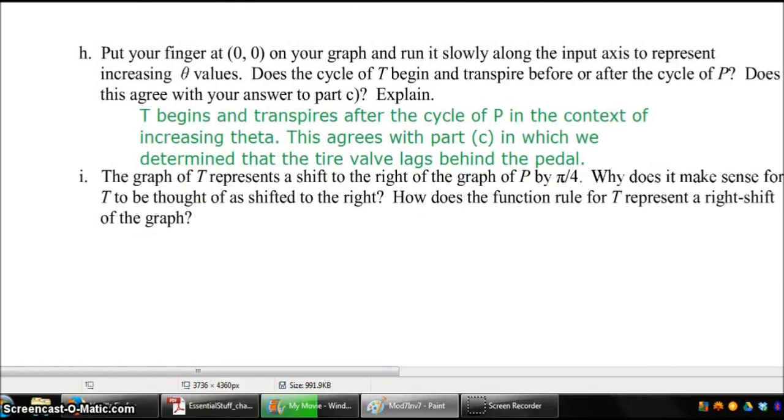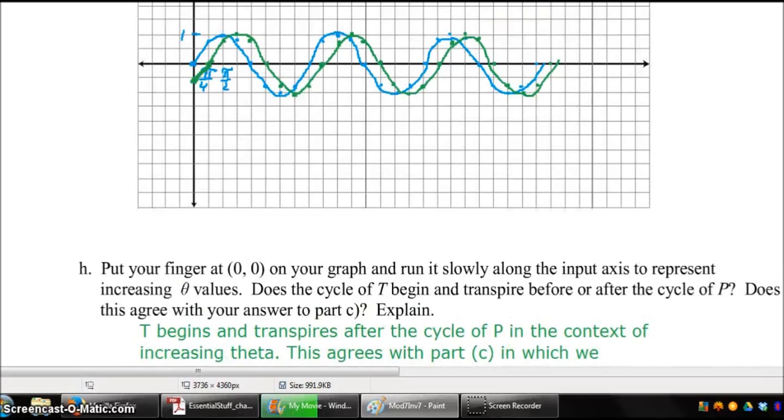And it makes sense because we're lagging behind. We start at later input values. So the input values where the output values of the two are equal are going to be greater values for t than p.